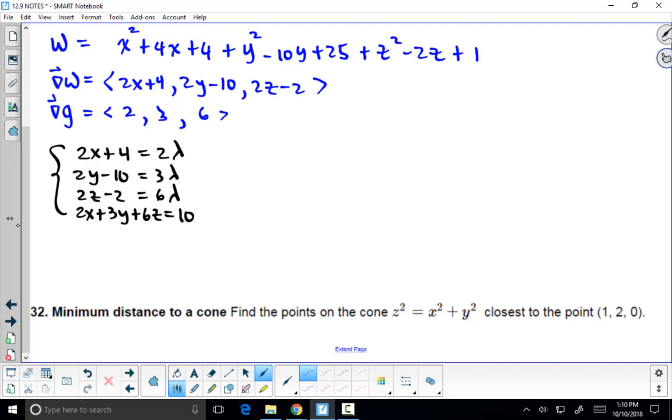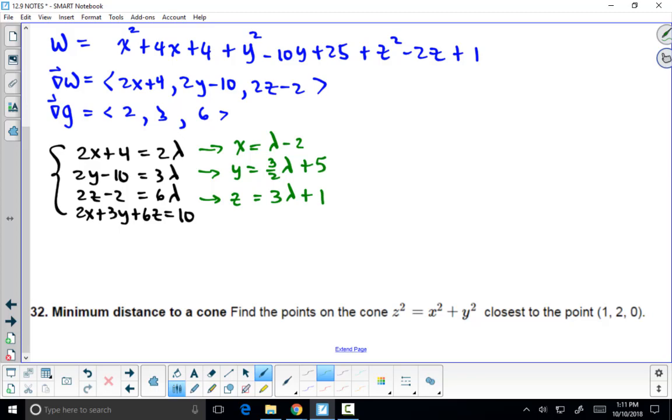With the other problems, it didn't make sense to solve for lambda because of the way the systems were unfolding. But if everything is linear, then it makes sense to solve for lambda. So up here, we're going to say we can divide this by 2. We can say that x is going to be equal to lambda minus 2 if we divide by 2 and subtract 2. This equation will solve for y. So we're going to add 10 and divide by 2. So we're going to get that y is equal to 3 over 2 lambda plus 5. Third equation, we divide out a 2 and then add 1. So we're going to get 3 lambda plus 1 is equal to z.